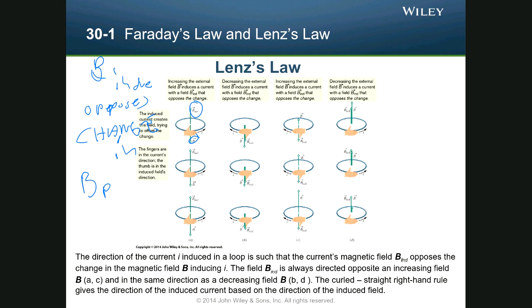Where's my primary field? Okay, how is my primary field changing? Once you figure that out, B induced must oppose that change. And then once you figure out which direction B induced is going, then you can figure out the direction of the induced current. Okay?